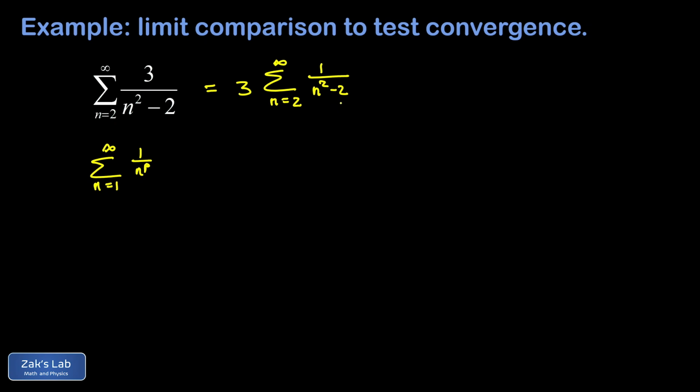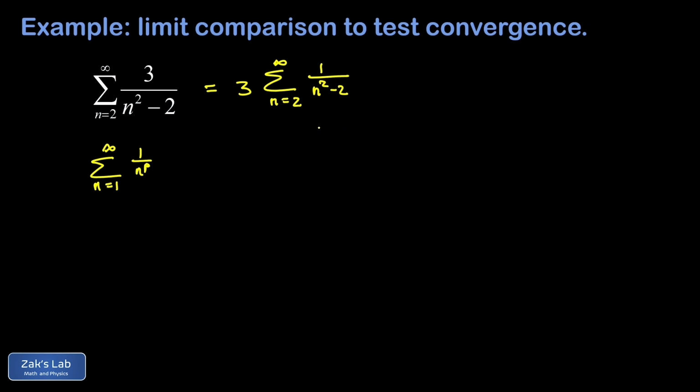I'm subtracting 2 in these denominators, and making the denominators smaller makes the fraction bigger. So these terms are actually bigger than the terms of 1 over n squared, and being larger than the terms of a convergent series doesn't prove anything at all. What we need here is to capture the essence of these terms by using a limit comparison.